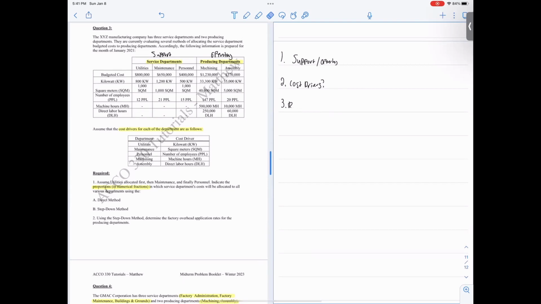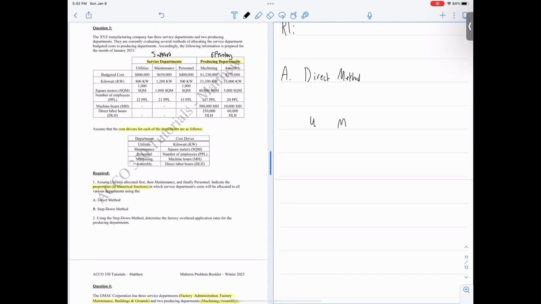So we have Required 1. We're building our allocation table, but rather than allocate costs with it, we're just going to have proportions. Required 1, part A, is doing the direct method. Let's build our board here: utilities, maintenance, personnel, machining, assembly. I'm going to write cost before allocation and put a bunch of dashes through it because we're not allocating costs here. Required 1 is only the proportions.